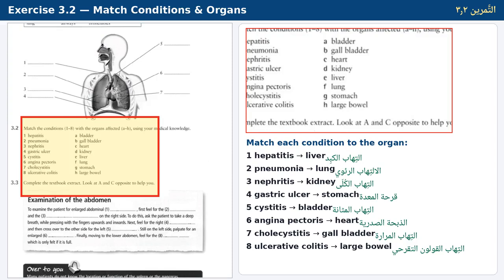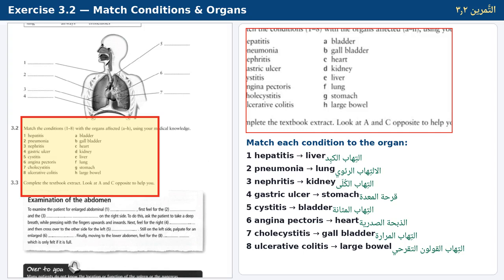Exercise 3.2. Match the conditions with the organs. Number 1. Hepatitis. Hepatitis affects the liver. Hep means liver. Number 2. Pneumonia. Pneumonia affects the lung. Number 3. Nephritis. Nephritis affects the kidney. Nephro means kidney. Number 4. Gastric ulcer. Gastric means stomach, so a gastric ulcer is a stomach ulcer.